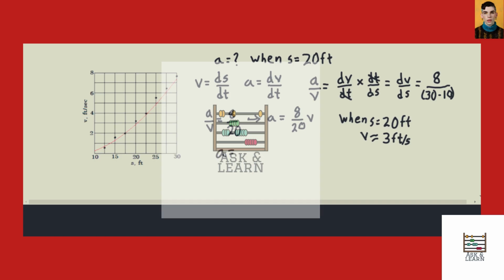So our acceleration a will be equal to 8 over 20 times 3 feet per second. When we multiply that out, we get 24 over 20 feet per second squared. When we divide 24 by 20, we get our final answer of 1.2 feet per second squared for this particle's acceleration when it's at a point 20 feet away.